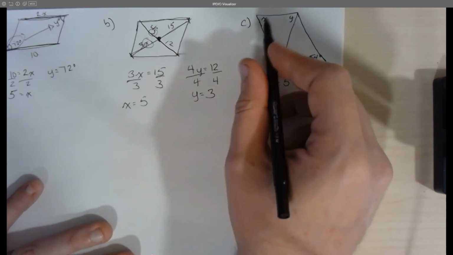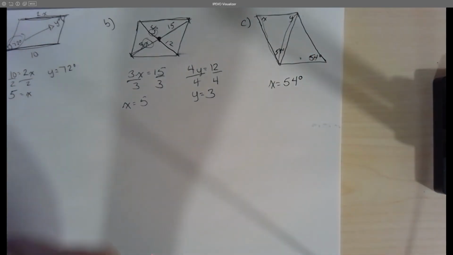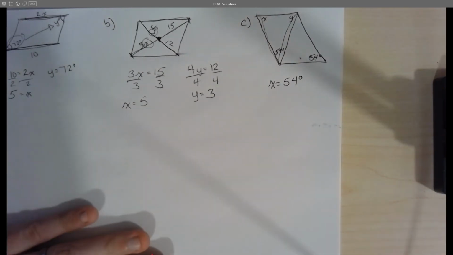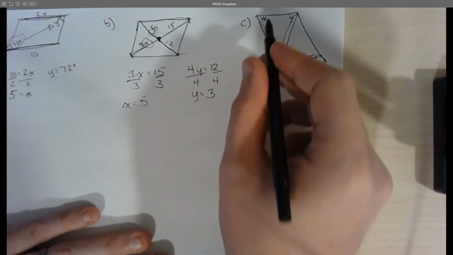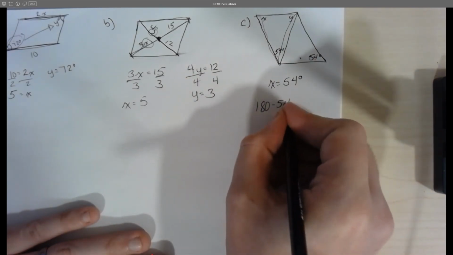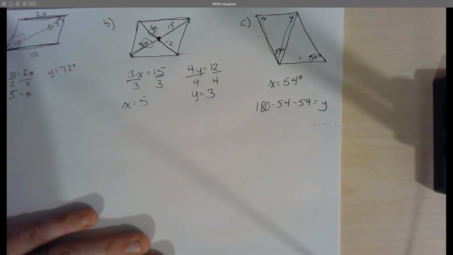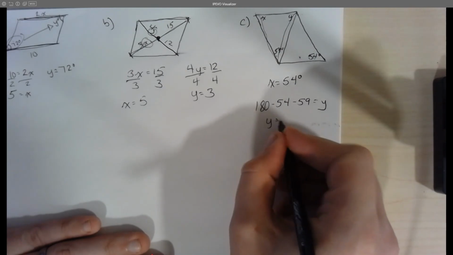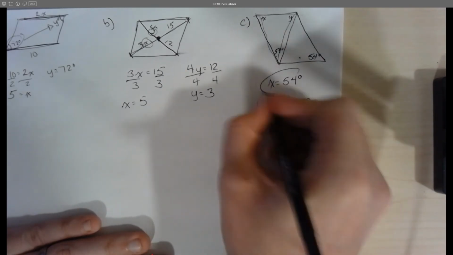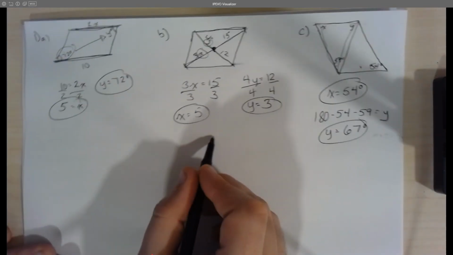Now our y, this is where it gets a little bit trickier. Here we have a different triangle. Remember that in a triangle, all angles add up to 180 degrees. So I know this is 54, I know this is 59, I don't know y. So if I take 180 minus 54 minus 59, that's going to give me whatever is left, or my angle y. If I plug all of that into my calculator, I figure out that angle y has to be 67 degrees. So these are some of our values as we've gone through so far.